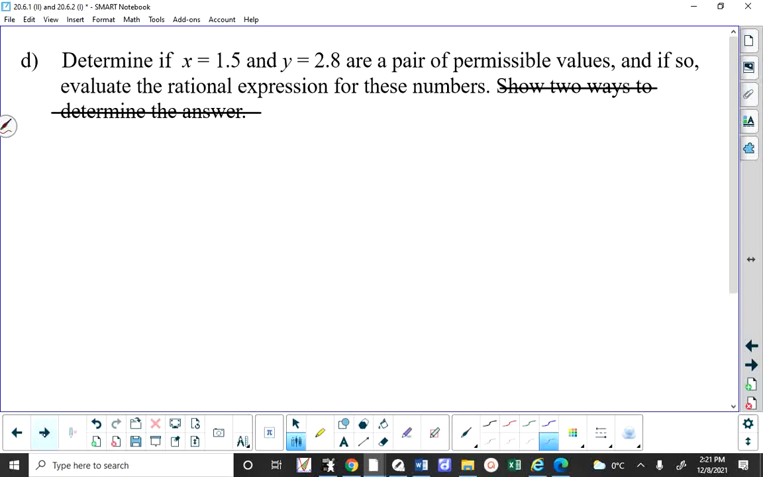Determine if x equals 1.5 and y equals 2.8 are a pair of permissible values. And if they are, evaluate the expression. I don't know why I said show two ways to determine the answer. Don't worry about that. There's lots of ways to interpret what's going on, but one of the things you can do is figure out what 4x minus 3y is, because there's only one thing that it's not allowed to be, right? It's not allowed to be 0. This cannot be 0.